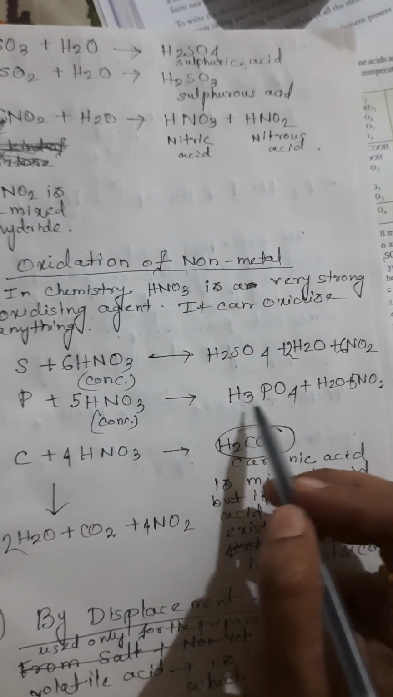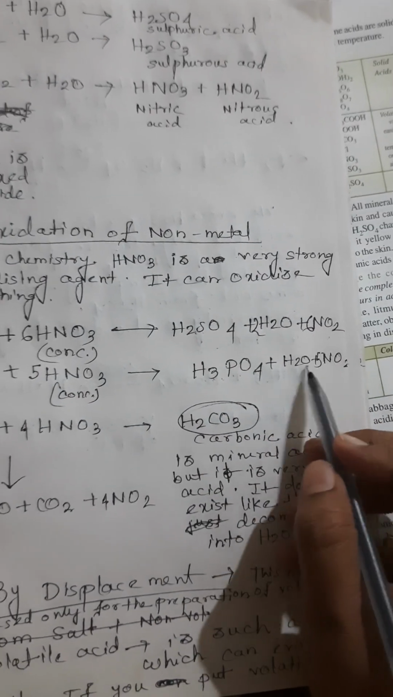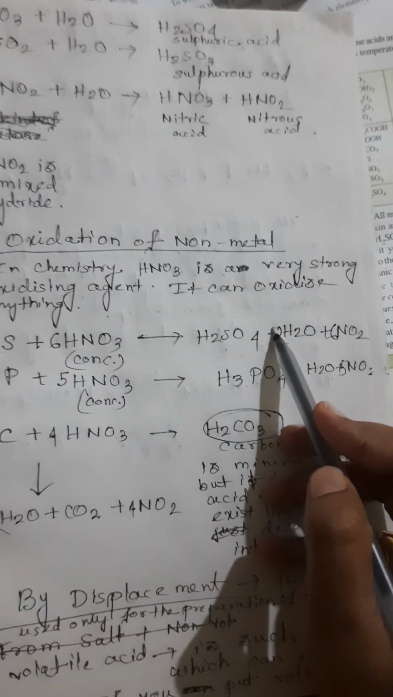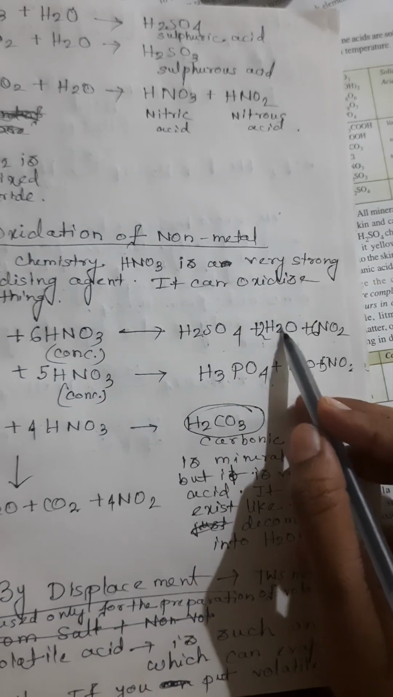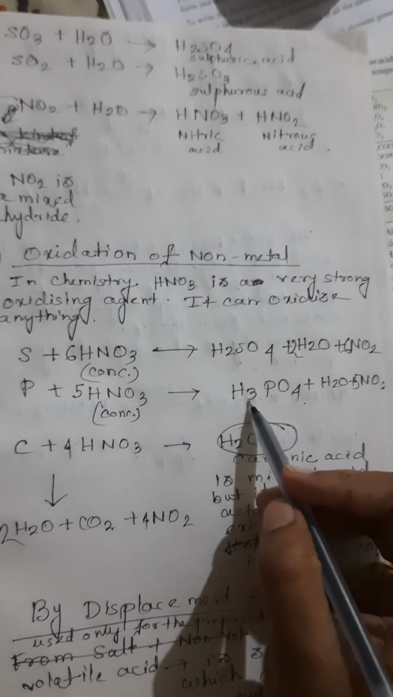What is the name of this acid? This is phosphoric acid. Okay, and also see, we have got the same binary products from this type of reaction and this type of reaction: water and nitrogen dioxide. These binary products are the same, but there is a difference.